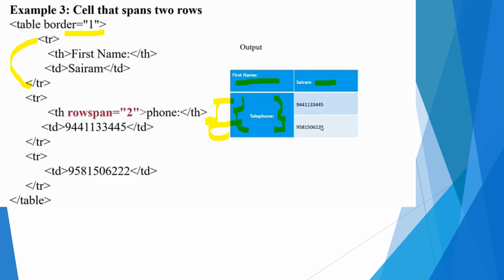And the TD content is the phone number, and the second phone number is this. In this way we can create row span and column span.